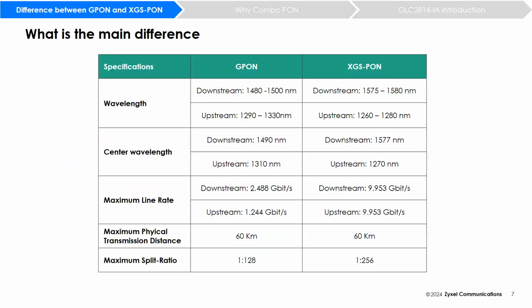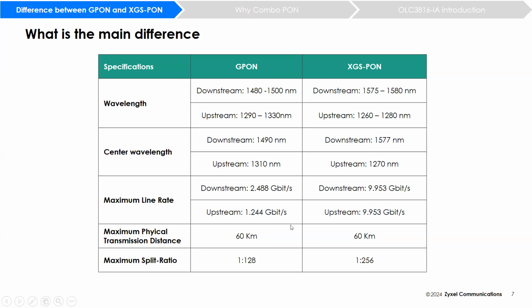Okay, so I use this table to show the detail of the difference between the two technologies. As you can see, the wavelengths used by GPON and SGS PON are quite different. For example, the downstream wavelength in the GPON technology ranges from 1480 to 1500. But in SGS PON technology, the downstream wavelength range is from 1575 to 1580. And we can see that the wavelength in the upstream direction is also different.